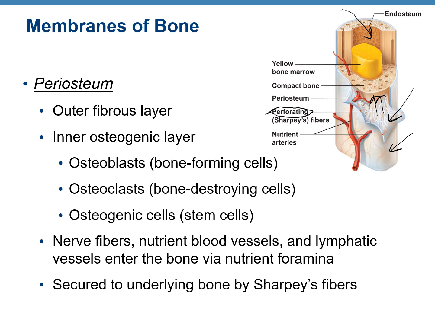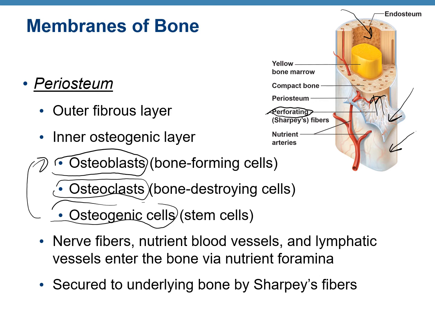Inside the inner layer, we can find osteoblasts that are bone-forming cells, osteoclasts, bone-destroying cells, and osteogenic cells or stem cells. They can differentiate into osteoblasts. We also will find nerve fibers, nutrient blood vessels, lymphatic vessels enter the bone via nutrient foramina. And periosteum is secured to underlying bone by Sharpey's fibers or perforating fibers.